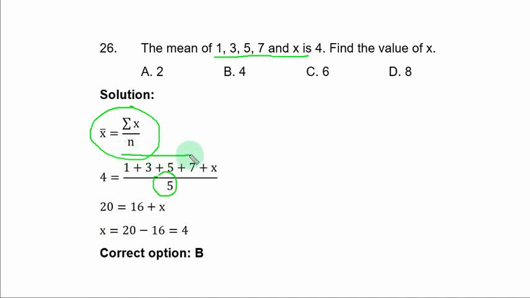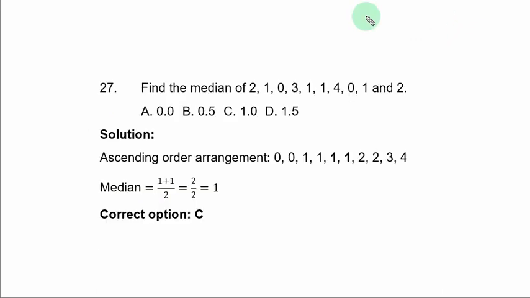If you add this, you cannot add to S now. You have 16 plus S. Collect like terms, you have S equal to 20 minus 16, and that is equal to 4. B is the correct option.